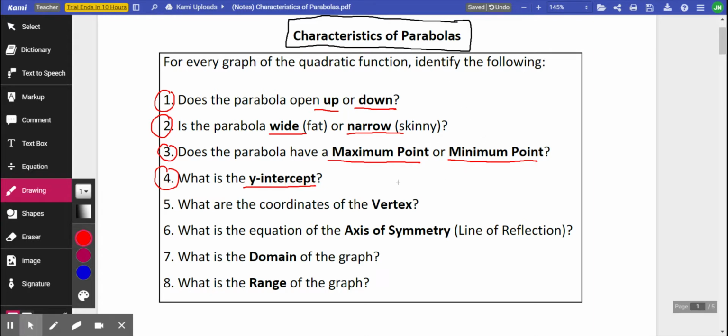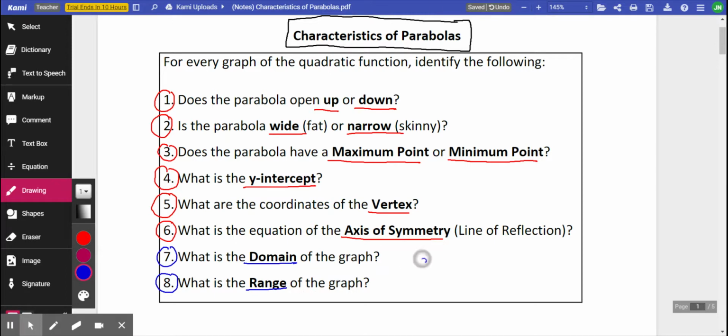So all of these you can basically figure out without graphing, including number 5, which is what are the coordinates of the vertex? The coordinates of the vertex is the x and the y, which is defined as h and k. We talked about this in one of the previous lessons. 6, what is the equation of the axis of symmetry? So they want the actual equation for the line of reflection. 7 and 8. 7 is what is the domain, which we talked about in this class in the past. And then 8, what is the range, which we also talked about in the past.